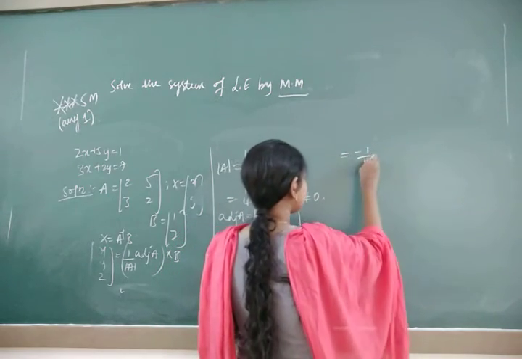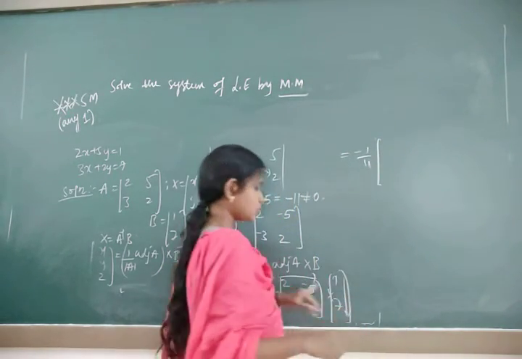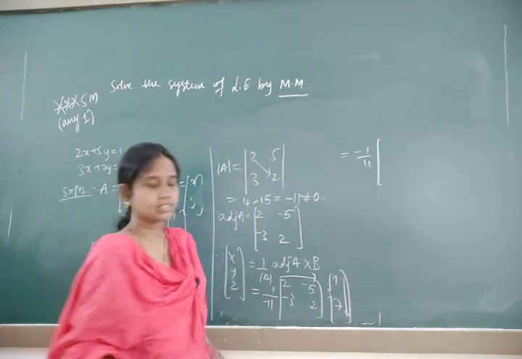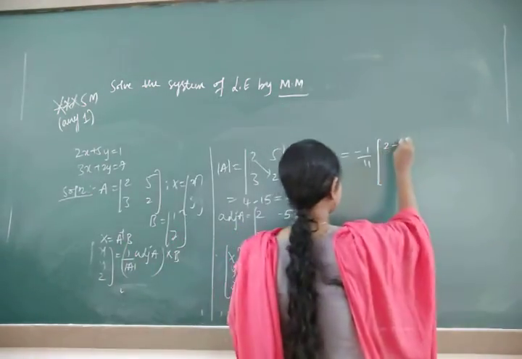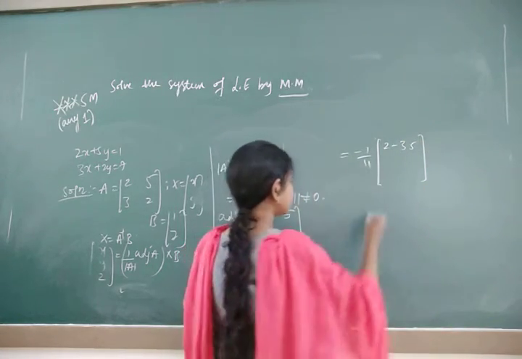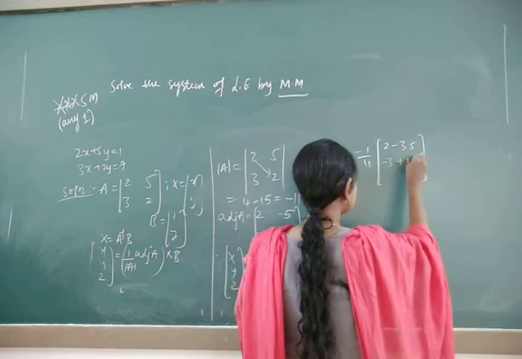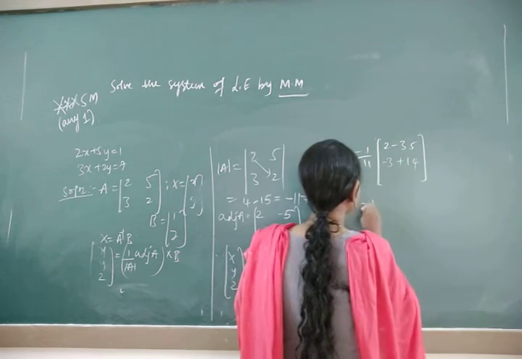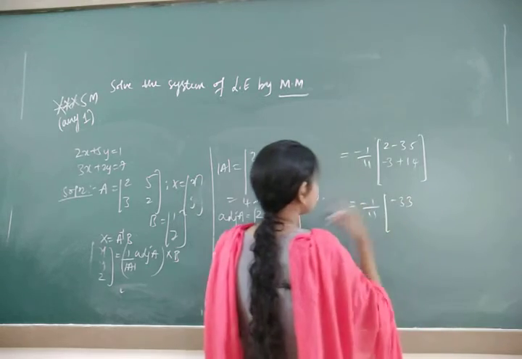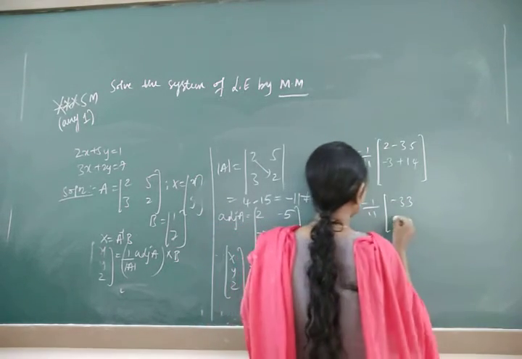It's a minus 1 by 11. 2 into 1 it's a 2. Minus 5 into 7 it's a minus 35. Minus 3 into 1 it's a minus 3 plus 7 into 2, 14. So minus 1 by 11, 2 minus 35 it's a minus 33, 14 minus 3 it's 11.